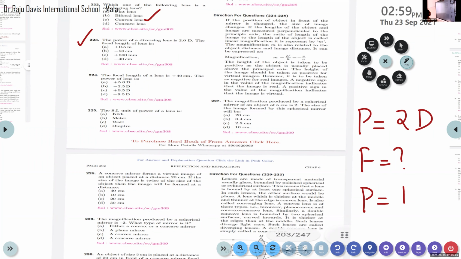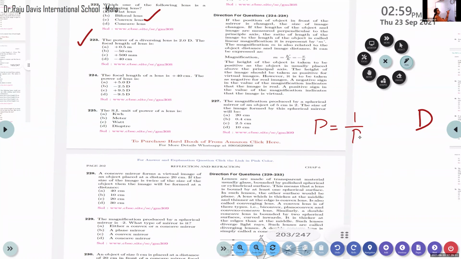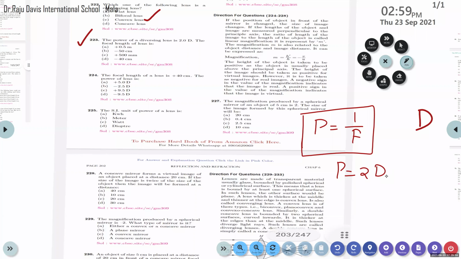Yes, is it okay? The relation between power of lens and focal length is given by P is equal to 1 by F. If the focal length is given and you are asked to find out the power, then you just use this equation P is equal to 1 by F. If the focal length and the radius of curvature of the mirror or lens is given, then use the R is equal to 2F formula. Otherwise, we can use P is equal to 1 by F. But here the power of lens is given. Power of lens P is equal to 2 diopter. And it is a power of diverging lens.